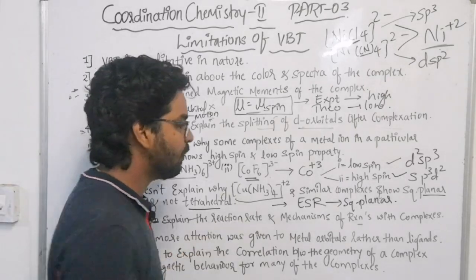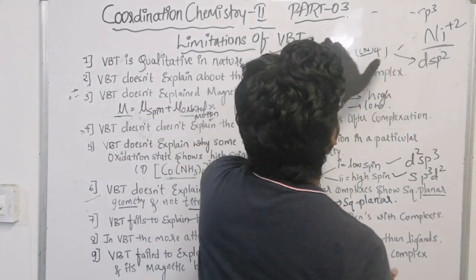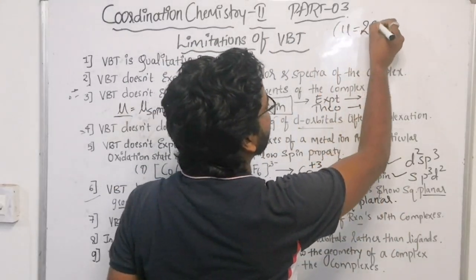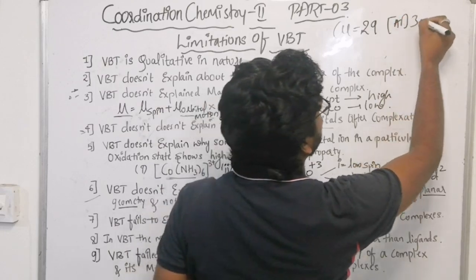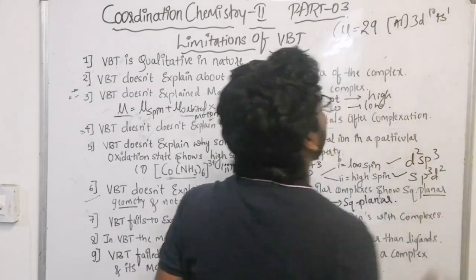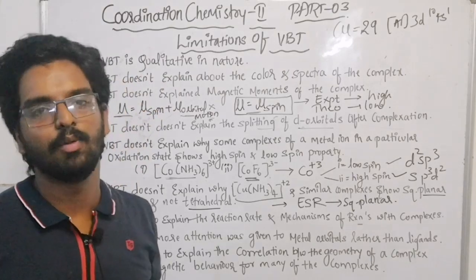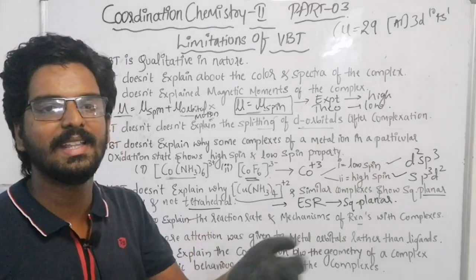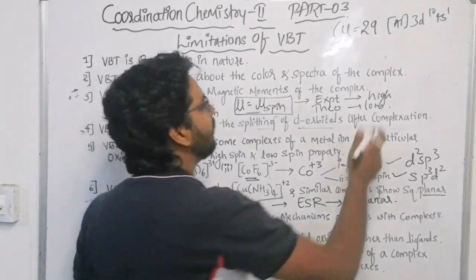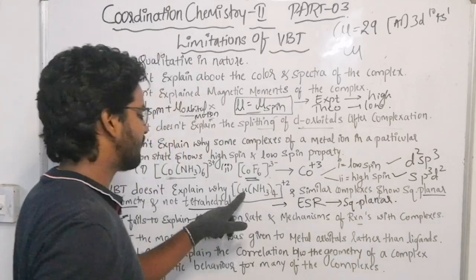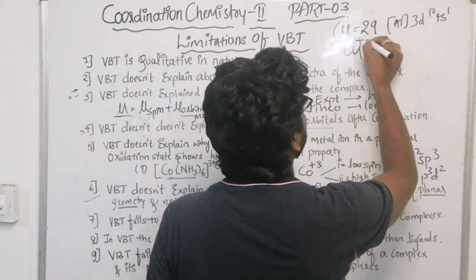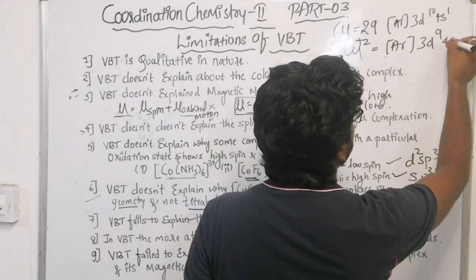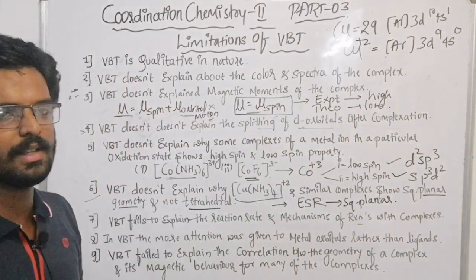Why? Because Cu has what atomic number? Cu has the atomic number 29. So that is argon 3d10 4s1. Okay, it shows the anomalous behavior of electronic configuration in order to attain stability. You have already learned all this. So here in this complex Cu is present in the +2 state. That is argon 3d9 4s0. You will get 4s0.